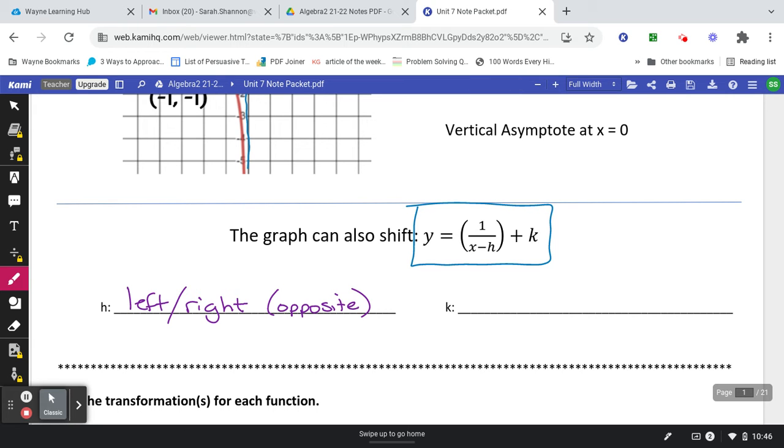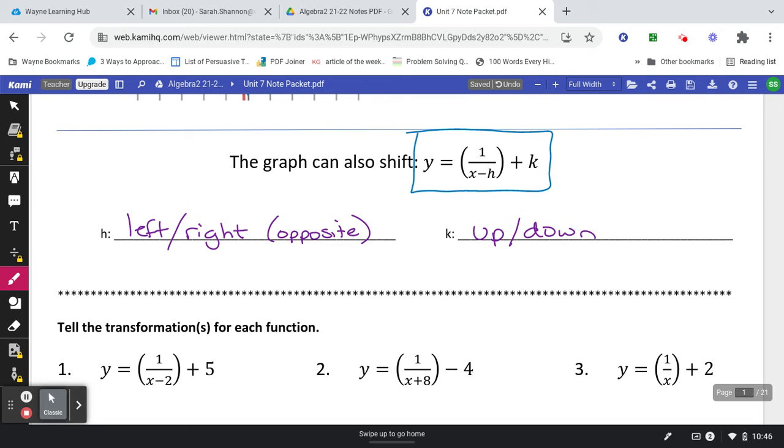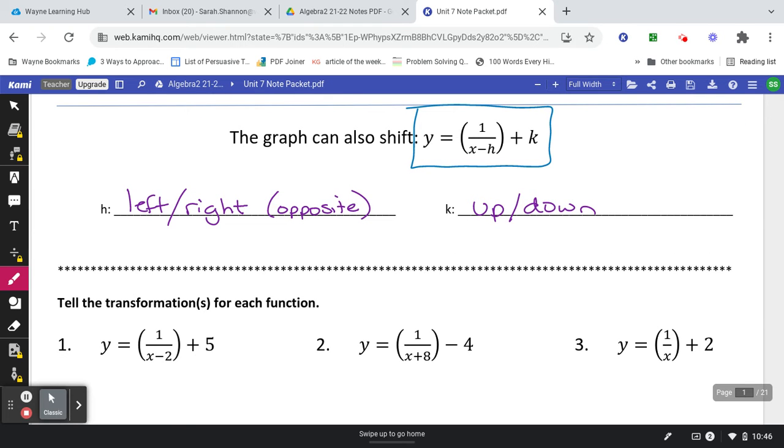The number at the end, the k, actually means to move up or down, and that one is like it seems. So plus would move it up and minus would move it down. Let's take a look at these 6 examples below. Tell the transformation for each function.